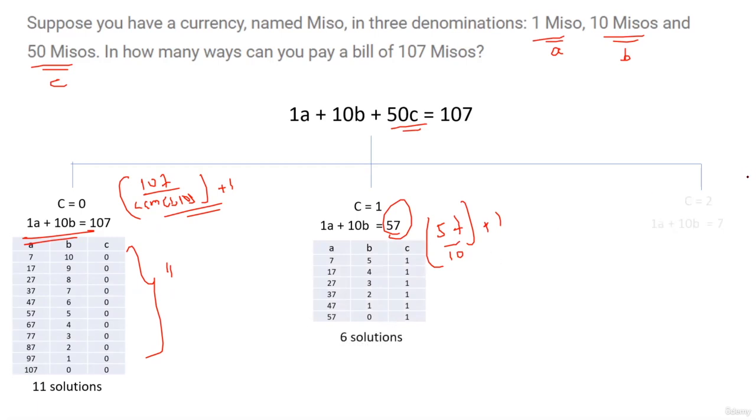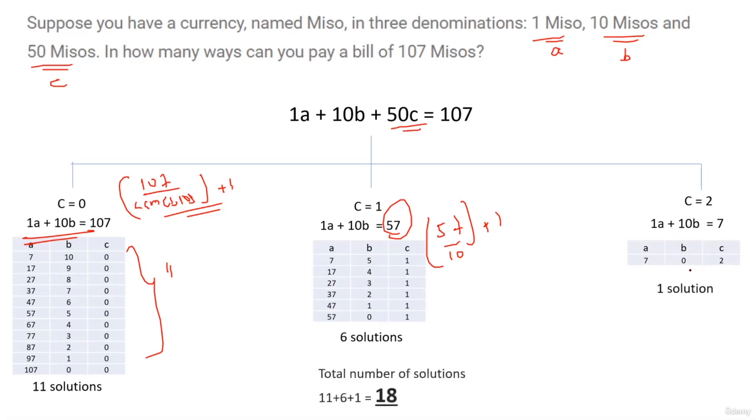Okay. And the next case which you take is C equal to 2. In that case, you will get 1A plus 10B equal to 7. There is only one possible value: when A is 7, B is 0. So in all, I will have 11 plus 6 plus 1, 18 solutions. It's as simple as that.